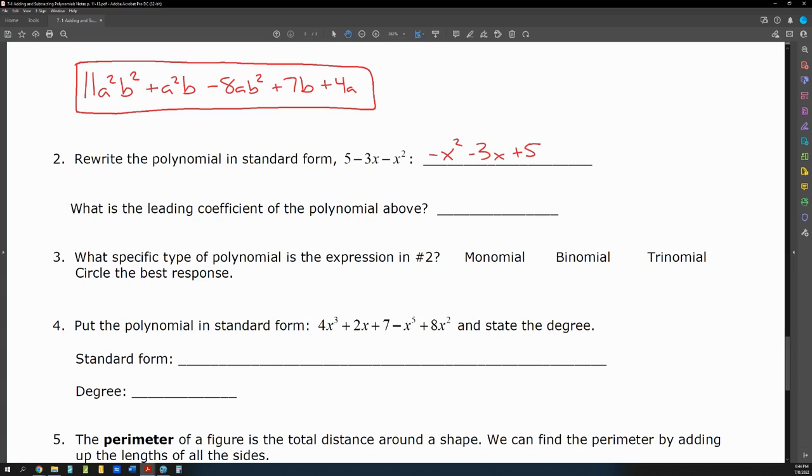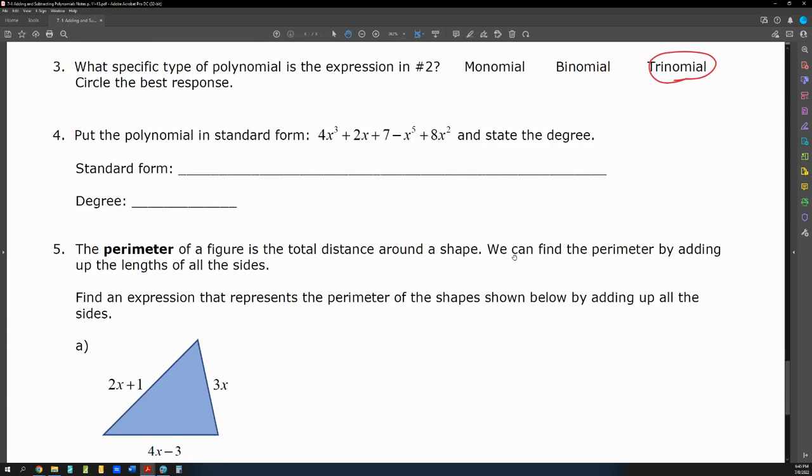The leading coefficient in standard form is just the number in front of the first term. So the number in front of x squared is negative 1. This polynomial is specifically a trinomial. We have 3 terms here: negative x squared, negative 3x, and positive 5.